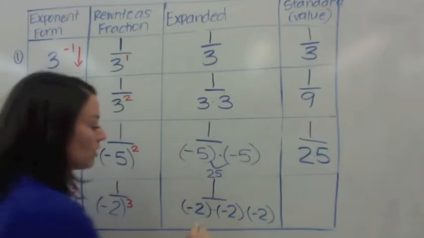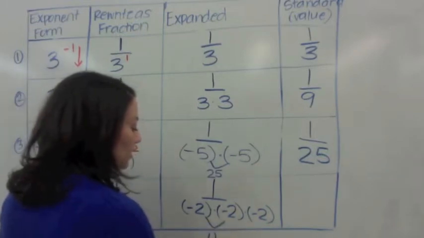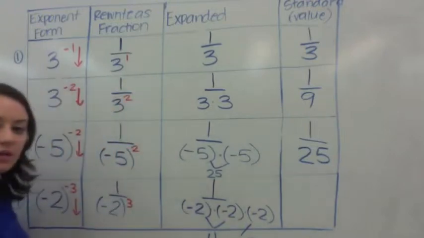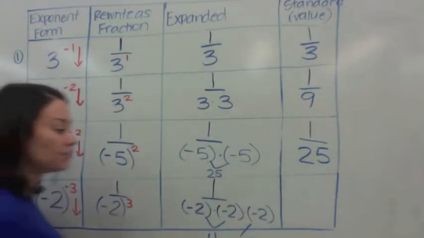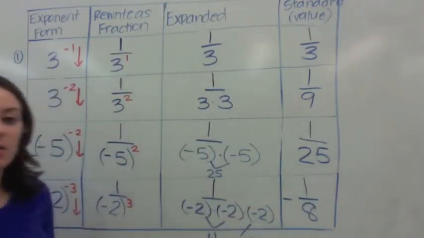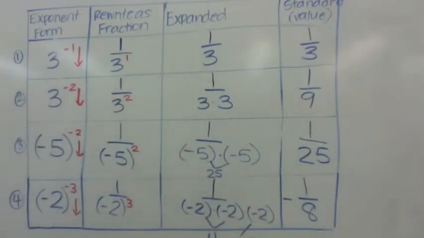Okay. So negative 2 times negative 2 is positive 4. Then you're going to multiply it by negative 2. What is 4 times negative 2? 4 times negative 2 is negative 8. So the value of that is negative 1/8. Go ahead and get that down.